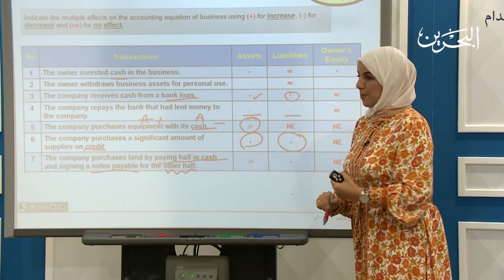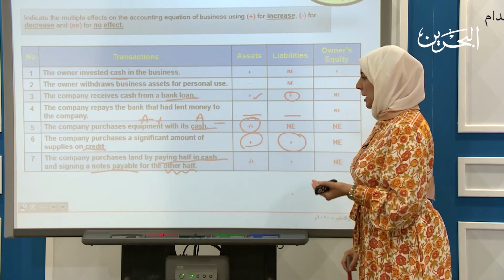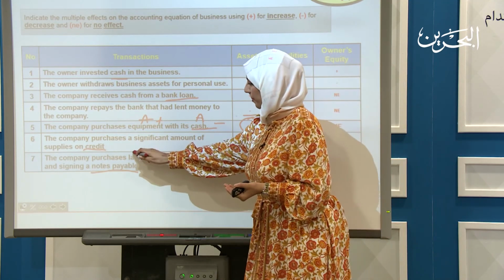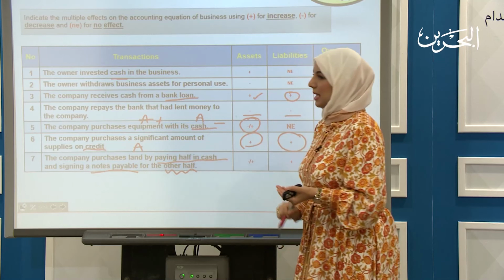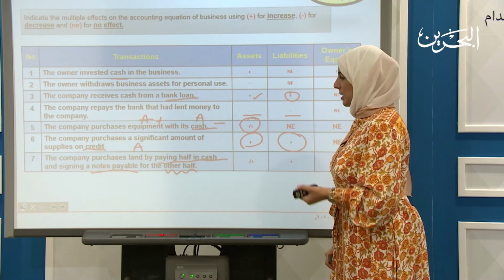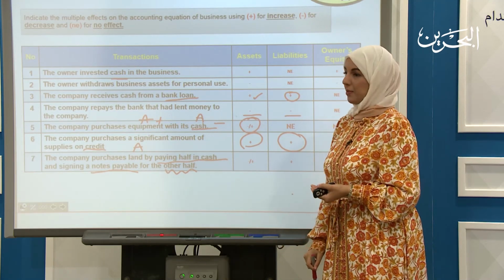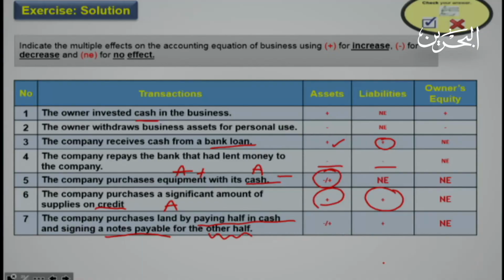So I purchased land. The land is an asset for me, so the assets will increase. Do I pay the amount of this land? Yes, I pay just half of the amount, so the cash also will decrease on the asset side by half of the amount. And what about the other half of the amount? It will be a liability for me, so the liability will increase.